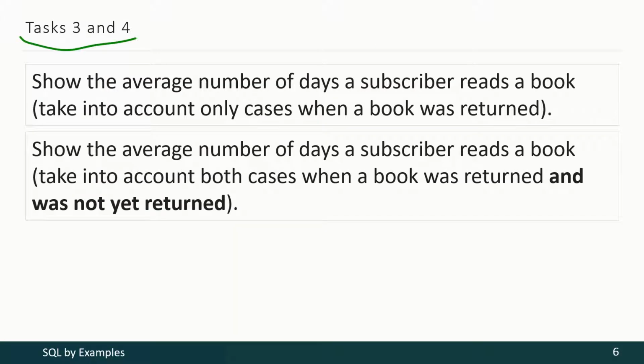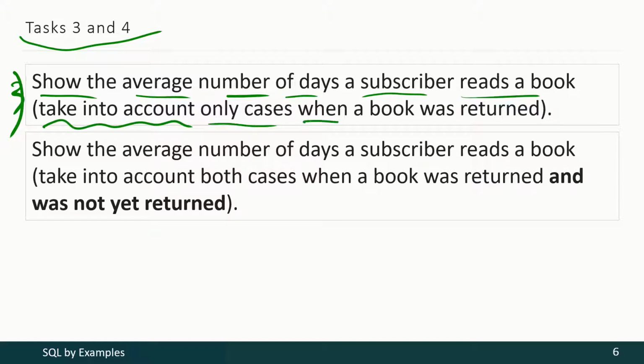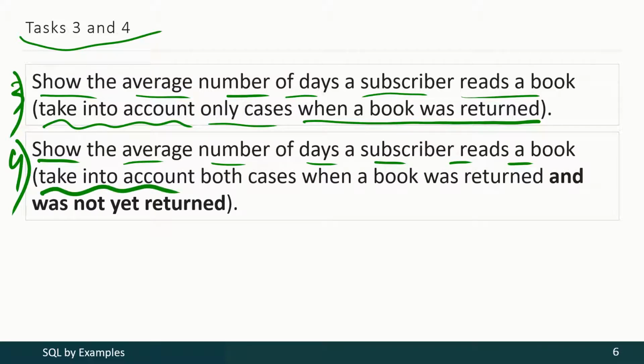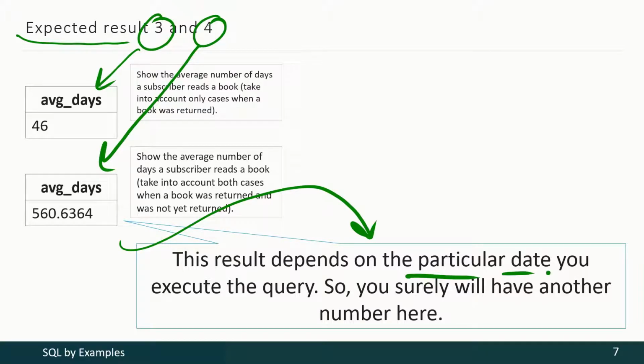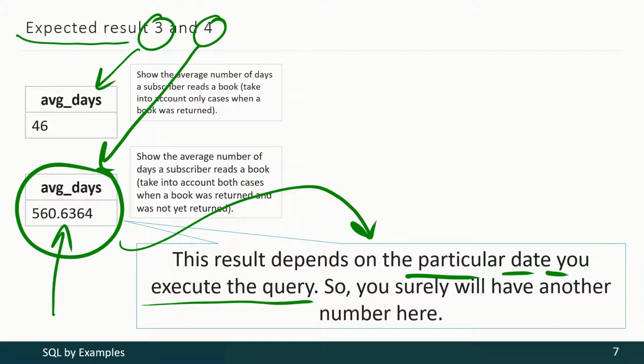The next 2 tasks are also here on the same screen. In task 3, we have to show the average number of days a subscriber reads a book, and we shall take into account only cases when a book was returned. In the fourth task, we should show the average number of days a subscriber reads a book, but we shall take into account both cases, when a book was returned and was not yet returned. The expected result for the third task is the next, but for the fourth task, the result will depend on the particular date you execute the query, and you, in your particular case, will absolutely have another number here.